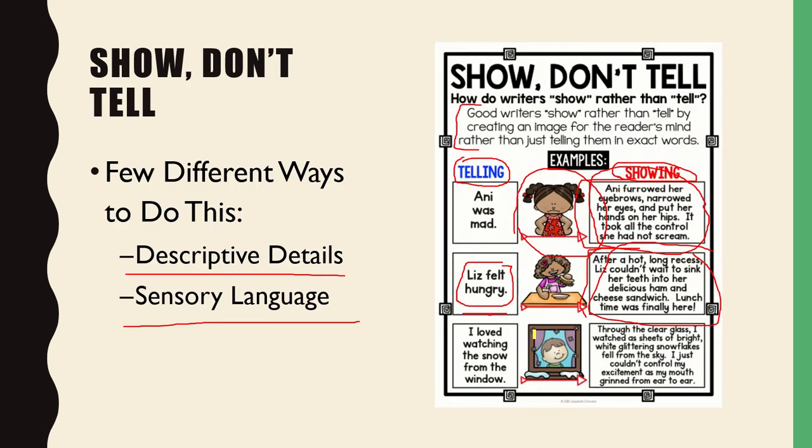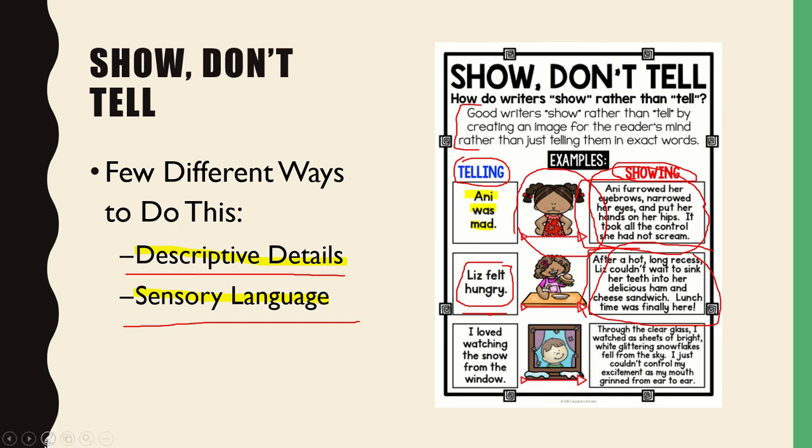And we're going to look at a few different ways that we can show, not tell. Using our descriptive language and using descriptive details and using sensory language. So this can tell us that Anaya was mad. That's telling us to the point she's mad.